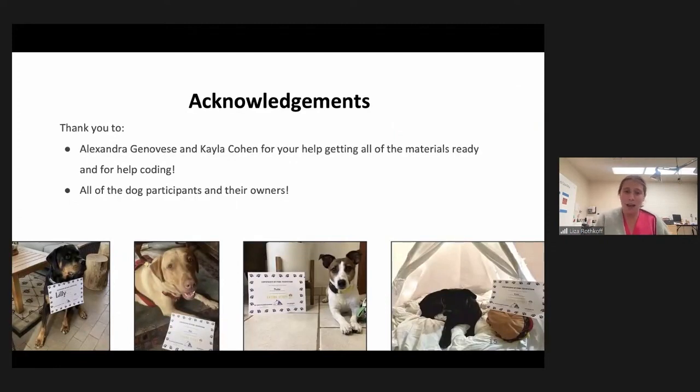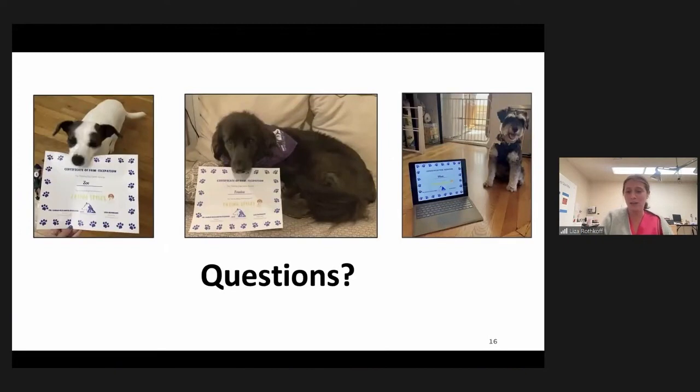I would like to thank Alexandra and Kayla for helping me code and for helping me to get the materials together. I would also like to thank all the participants and their owners for helping out with the study, as this could not have been done without them. But here are some of our dogs. Here are some more dogs. Any questions?